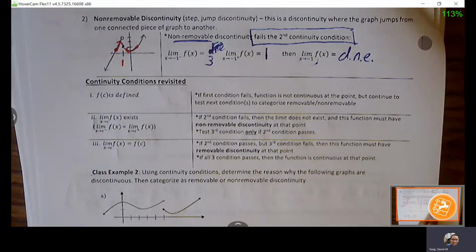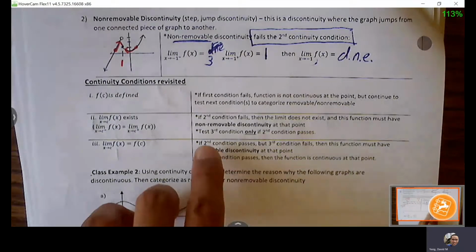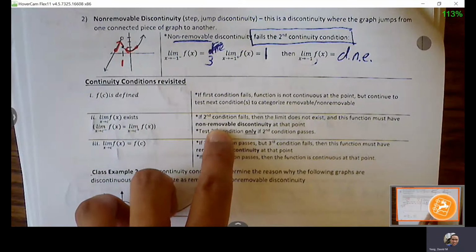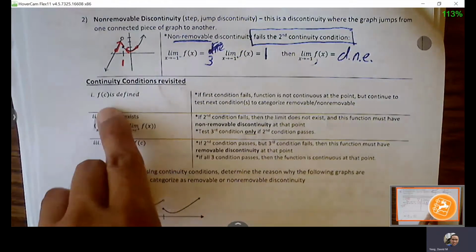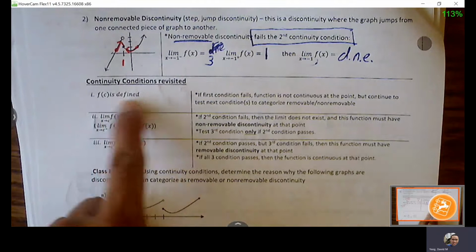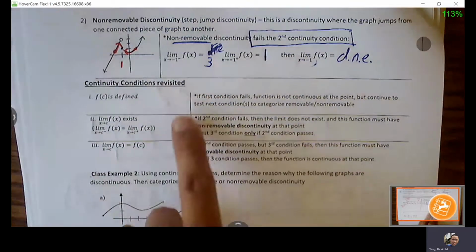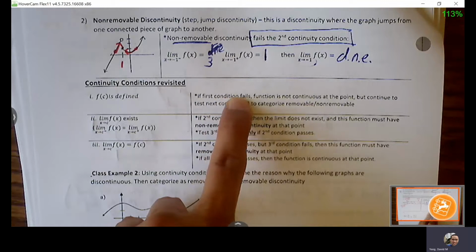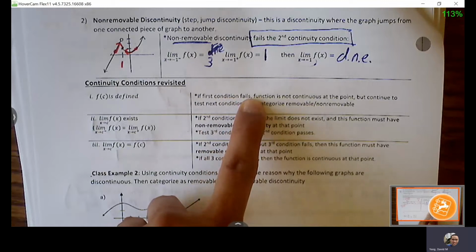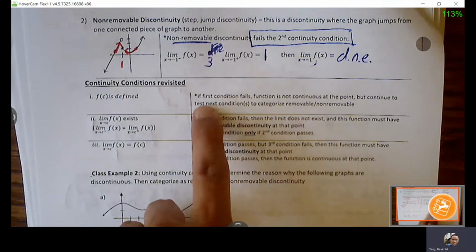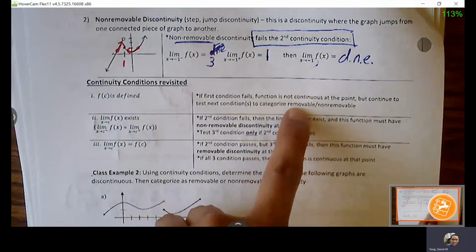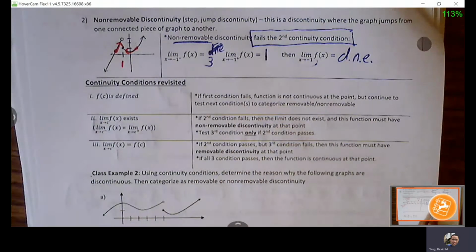Okay, so let me revisit these conditions and how to move forward in terms of determining what type of discontinuity. First condition: is the point defined? If the point is defined, then great, we move forward. But if the point is not defined, the first condition fails, we know it's not continuous, but we continue anyway to the next statement, because we still need to categorize the type of discontinuity. So think of the first condition as just information gathering. We don't know the full extent of the type of discontinuity yet.